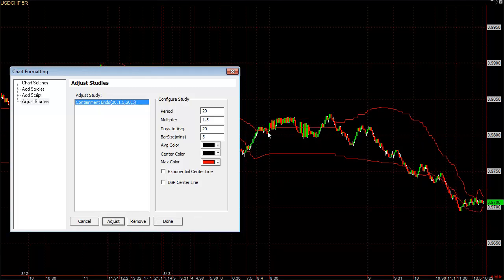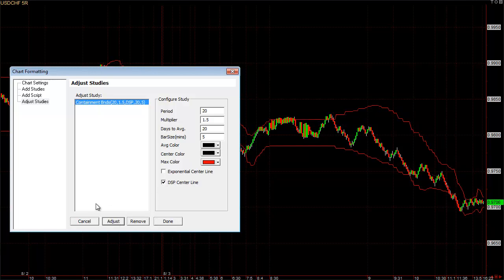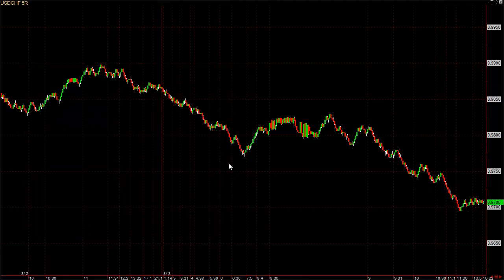They're much lower. So if you had sold here, it would have gone against you. If you sold here, it went against you, you know, 15 pips. It's not nearly as accurate as using the digital signal processing. It's a huge improvement. So I'm going to take that off.